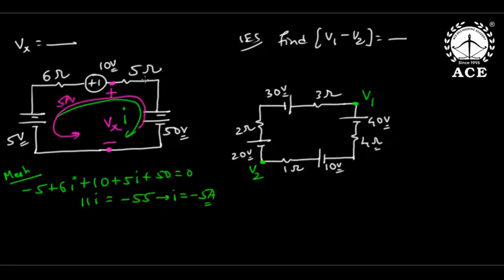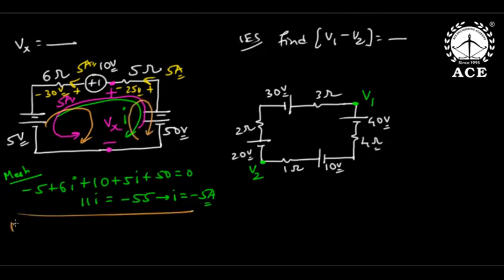Now when the actual current is going anti-clockwise 5, this branch current is also 5 anti-clockwise. So 5 times 5 is 25, and 5 times 6 is 30. Now I'm writing a KVL here. You can write it in any direction, clockwise or anti-clockwise, it's up to you.